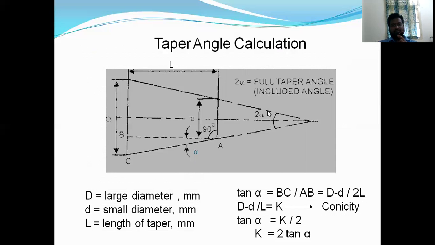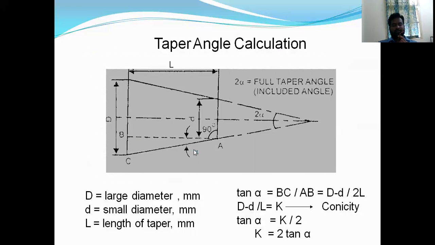Here 2 alpha means here alpha and here alpha, right? So come to here and extending this, it is alpha, here also alpha, same inclination. That's why here alpha, here also alpha, right? So this is BC. Okay. So length of AB, how much? AB is equal to L.